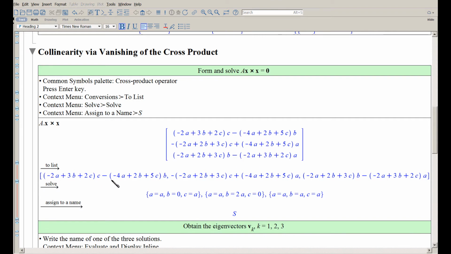So I convert this to a list. Now there's first comma, there's the second comma. So there are 3 expressions. We would like each of those expressions to be set equal to 0, but the solve command doesn't really force you to put the equal 0. And then we ask for a solution. And Maple comes back with 3 solutions. ABC, ABC, ABC. So this is a sequence of 3 sets of equations that define ABC, and I call that S.